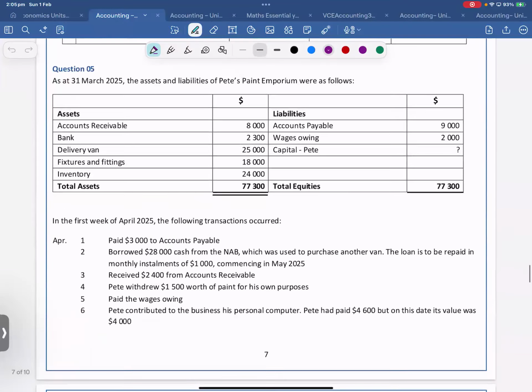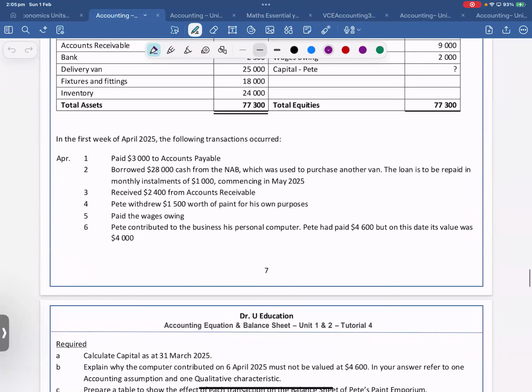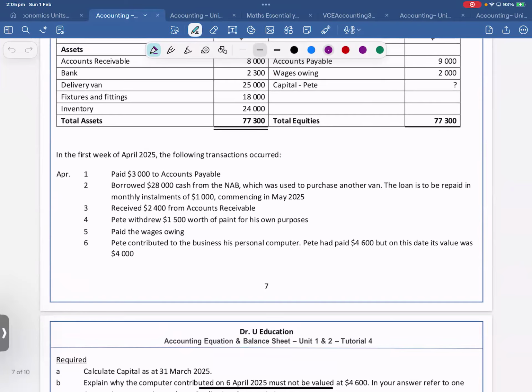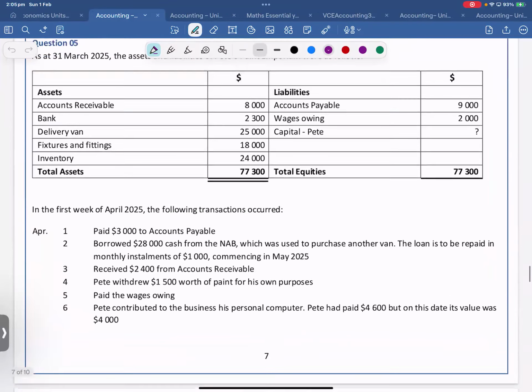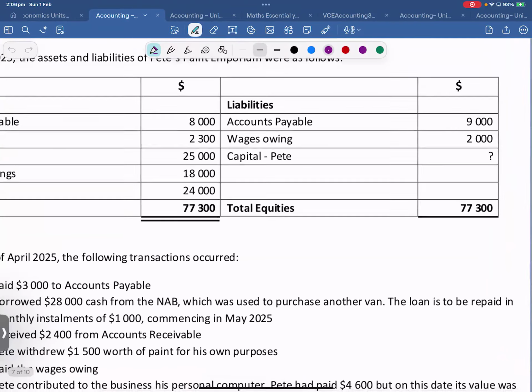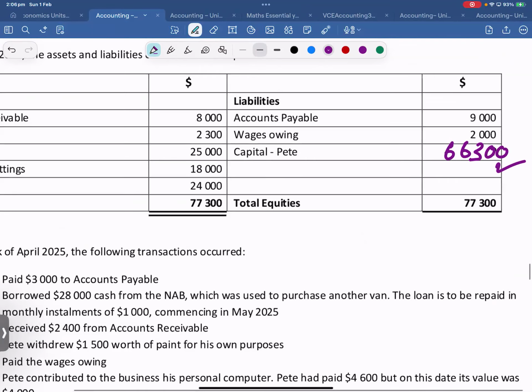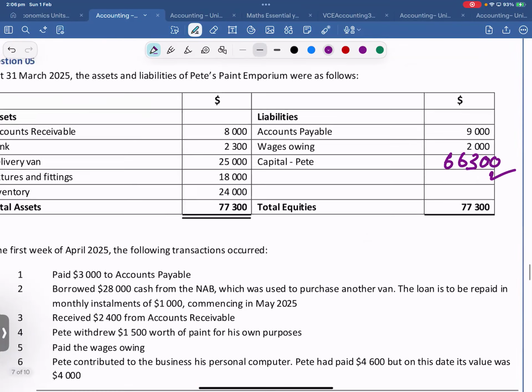Right. Now, how do we deal with this one? What do you think the first step is? Part A. They have already told us. Calculate the capital. How much is the capital then? Did you calculate? Correct. That's what I also calculated. 66,300. Good. Then we'll start from the first one.